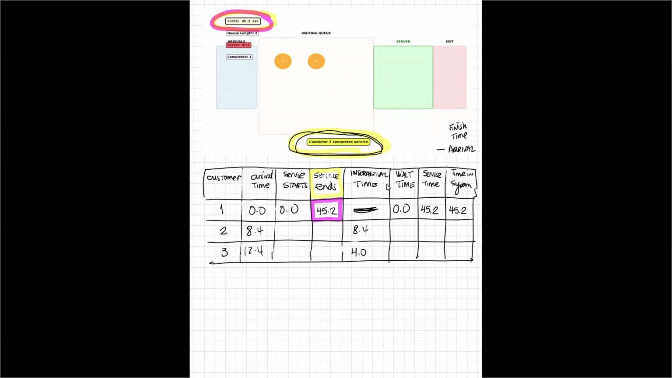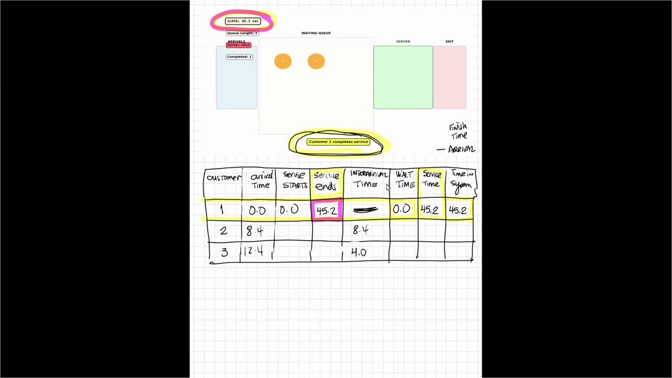Okay, all good. So with this information that customer 1 just completed service, we can go ahead and do this. Service ends. We probably already knew that the wait time was 0, but now we know that the service time was 45.2. And we can calculate the time in the system. What time did we finish, minus the time of arrival. So we can just complete the entire row for the customer when the customer finishes their service. Okay.